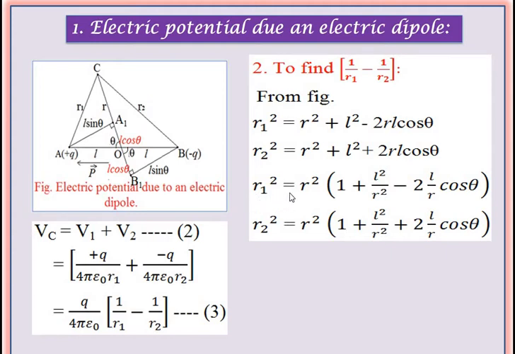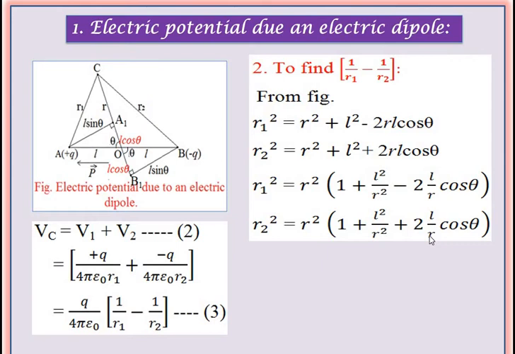Therefore, R1 square equal to R square in bracket, taking R square as common, R square in bracket 1 plus L square divided by R square minus 2 into L divided by R cos theta, and R2 square is equal to R square in bracket 1 plus L square divided by R square plus 2 into L divided by R cos theta.